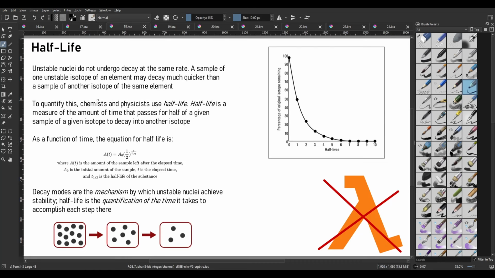So now we're going to move on to the last sort of bit of content we're going to talk about for nuclear chemistry, and that's going to be the concept of half-life. Probably the most important concept in nuclear chemistry that we've talked about today. So let's read what it says.